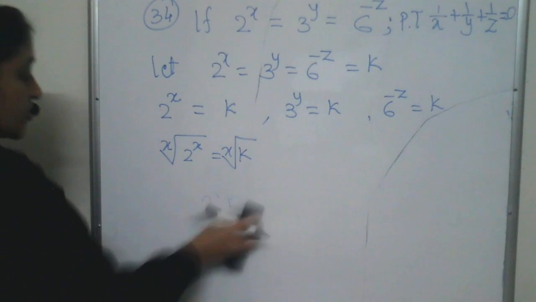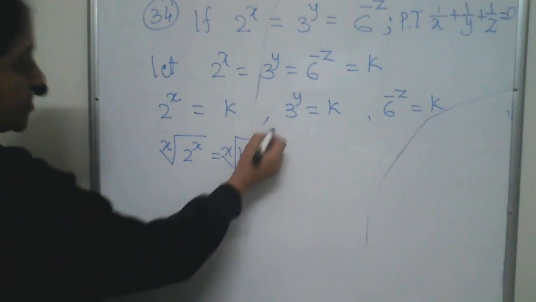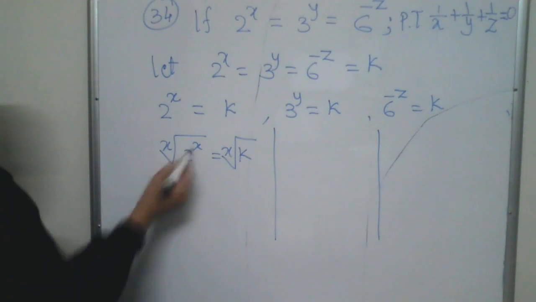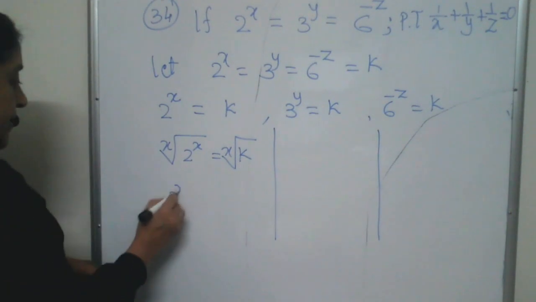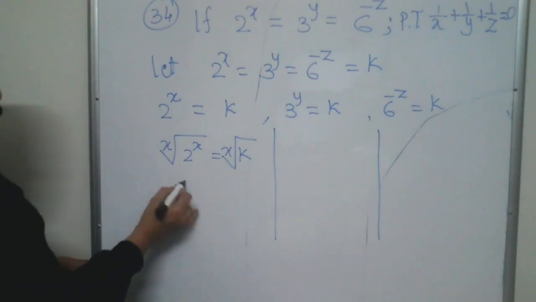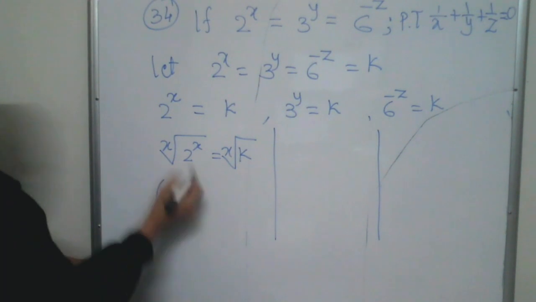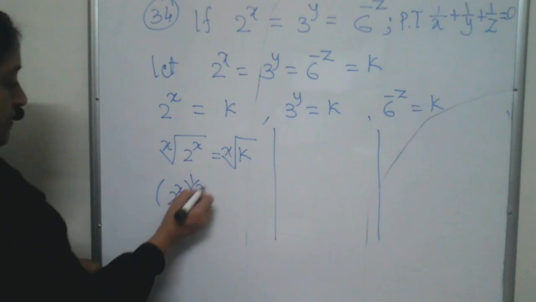I'll solve them part by part in 3 slots this way. You will understand. Now here 2 to the power x, whatever is there inside the root, I am writing, then how will this be written?